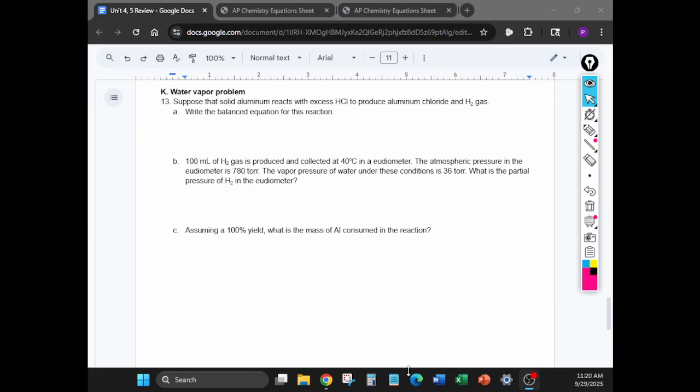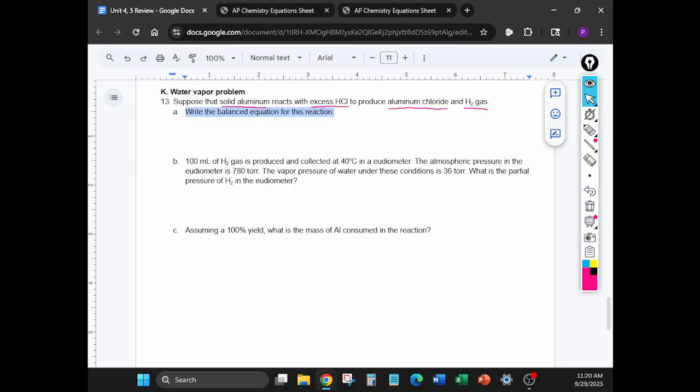Okay, so for this problem, this is that water vapor problem I was telling you about. The first thing we want to do, I'll have you guys try part A on your own, and then we'll go over it before we go into the rest of the problem. It's telling you basically the reaction, and you need to write the chemical reaction. It tells you that solid aluminum reacts with excess HCl to produce aluminum chloride and H2 gas. Go ahead and see if you can write the equation. You're going to have to balance it. I'll give you guys about 3 minutes, and then we'll go over it. If you feel comfortable moving on, please feel free to do that. But we'll do A in about 3 minutes.